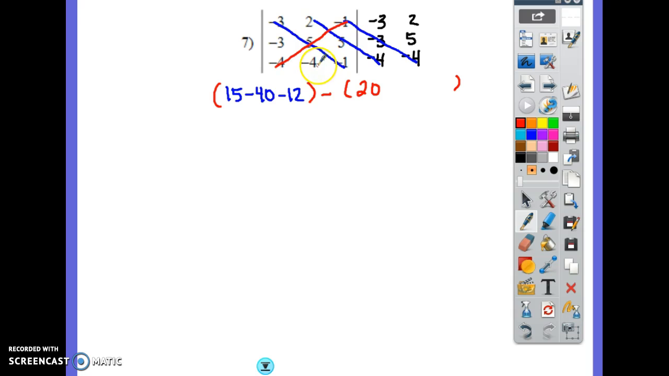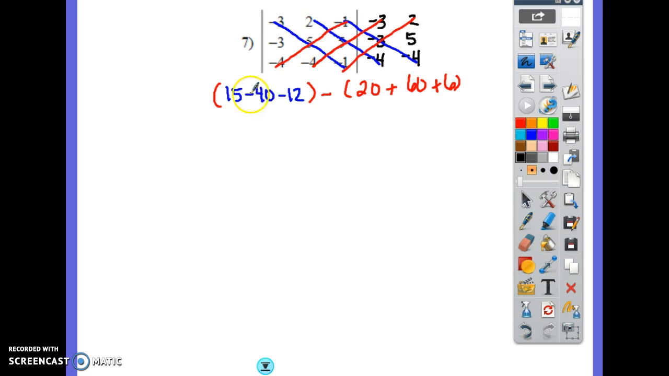Negative 4 times 5 is negative 20, and negative 20 times negative 3 is positive 60. And then negative 1 times negative 3 is positive 3, and positive 3 times positive 2 is positive 6. Now I'm just simply going to simplify from there.